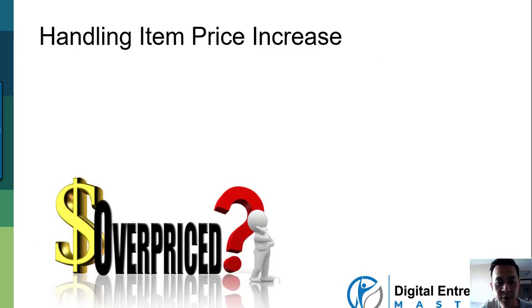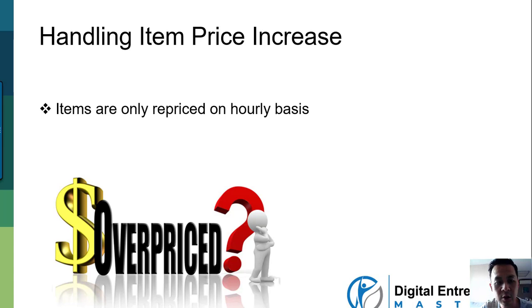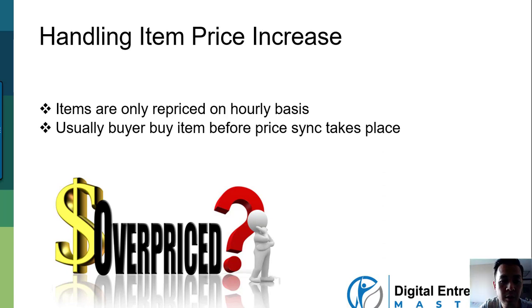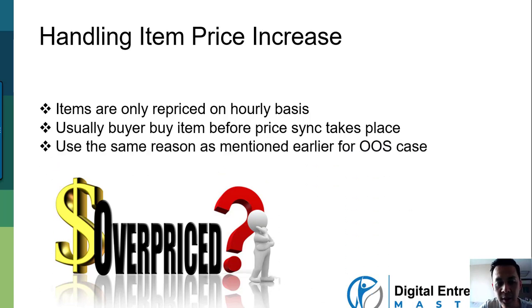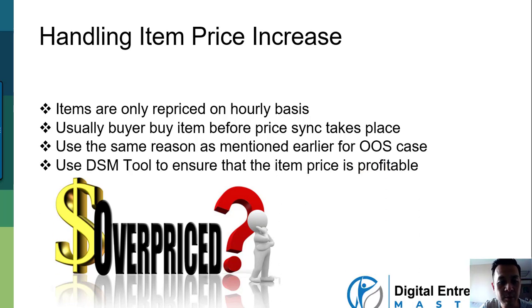So handling item price increase. So this is another condition that will happen when you sold an item but the price has increased like by $10 or $20. So the items on DSM side are only repriced hourly, and usually the buyer buys the item before the pricing takes place, where this happens and the price increases when they decided to buy it. And you can use the same reason as mentioned earlier for our out of stock case. Make sure you email your buyer about this and use DSM to check that the item price is profitable for you and the price is actually updated. If it's not, you could actually contact the support on DSM side.